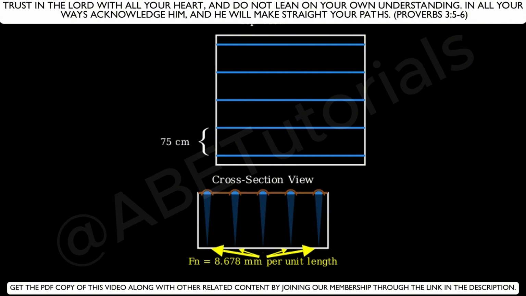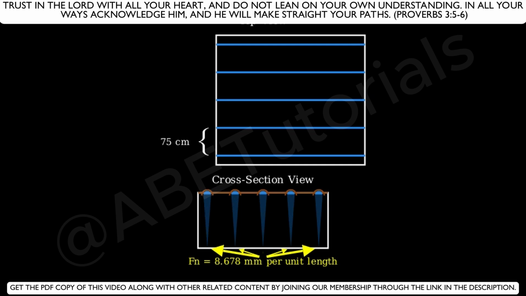Substituting our value for F sub n, we get T sub n equals the quantity 8.678 divided by 1.4, raised to the power of 1 divided by 0.77, which approximately equals 1.055 hours or 63.3 minutes. The net opportunity time is the total time water needs to be in contact with the soil to achieve the desired infiltration depth.